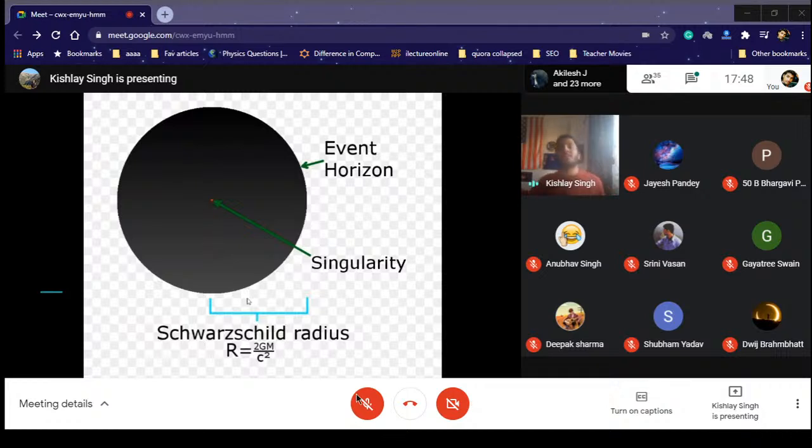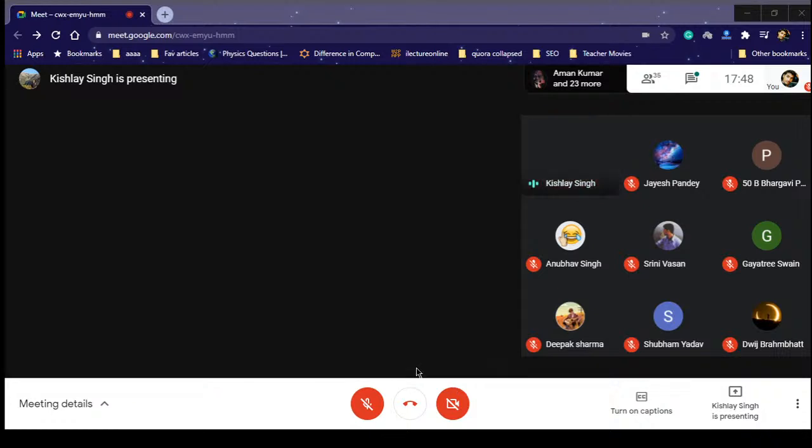What exactly happens here? What is the radius of the black hole? It turns out to be exactly 2GM/c², where G is the gravitational constant, M is the mass of whatever core it had in its previous life, and c² is the speed of light squared. It is very elementary, right?